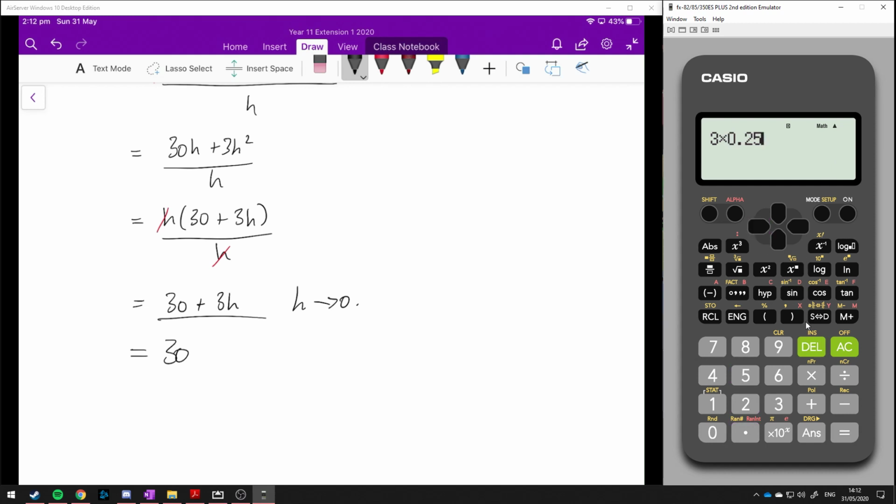0.25, which is a quarter, so 3 quarters. 0.1, which is 3/10. 0.01, which is 3/100. You see what the picture is. What happens when I'm getting really close is I'm getting a number that's very close to 0. So it's almost negligible, okay? So as h approaches 0, we can pretty much say this thing is going to disappear, and that's going to leave us with this 30. So our derivative of f at 5 is 30, okay?